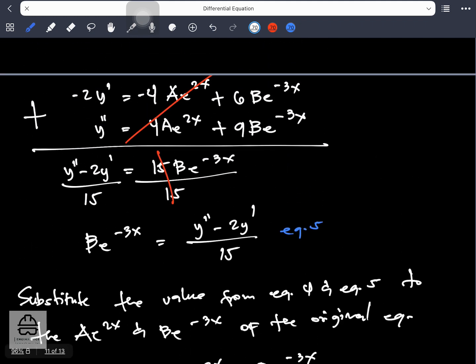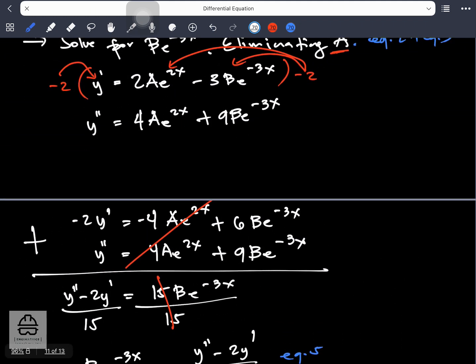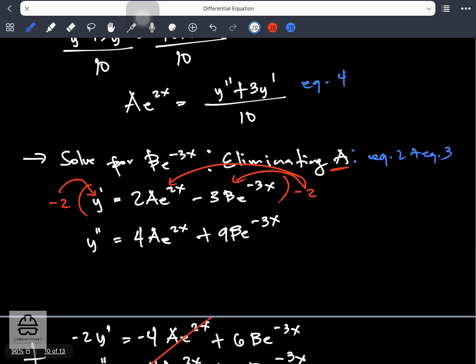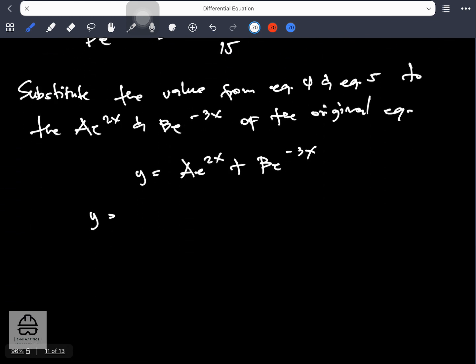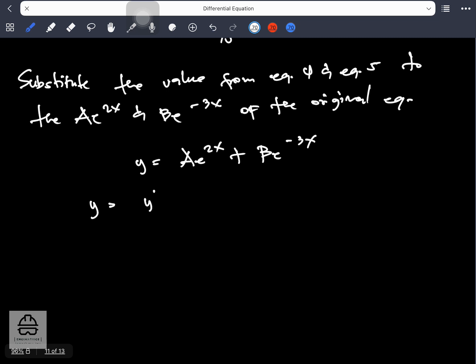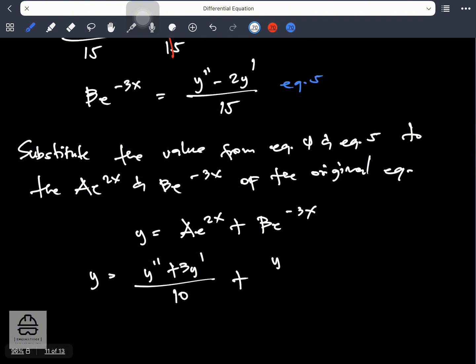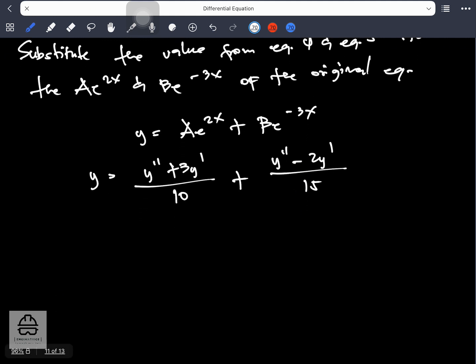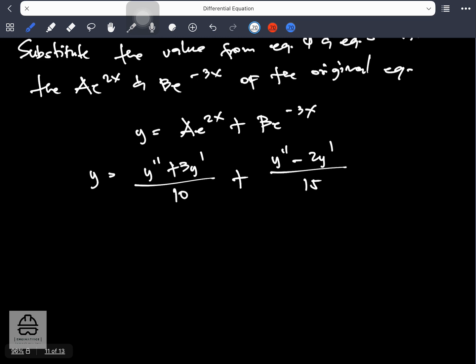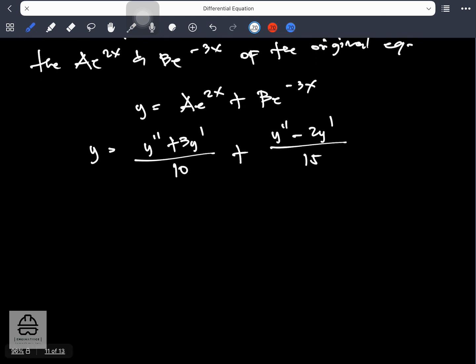Our ae raised to 2x, if we scroll up and look for its value, is y prime prime plus 3y prime divided by 10. Plus our be raised to negative 3x, which is y prime prime minus 2y prime divided by 15. Others would look for the GCD, but for me, it is much easier to do the butterfly method, or what we call the cross multiplication method.